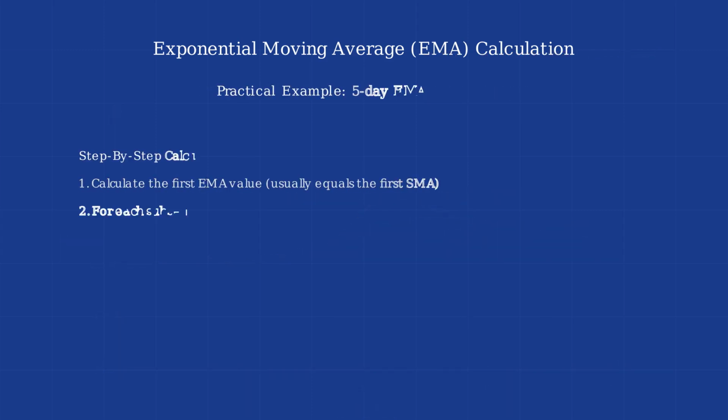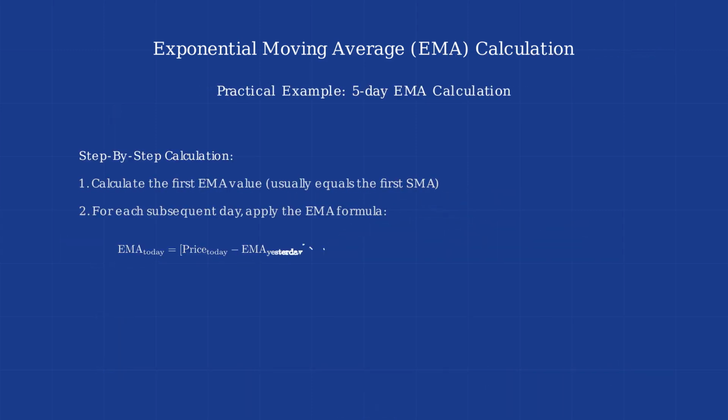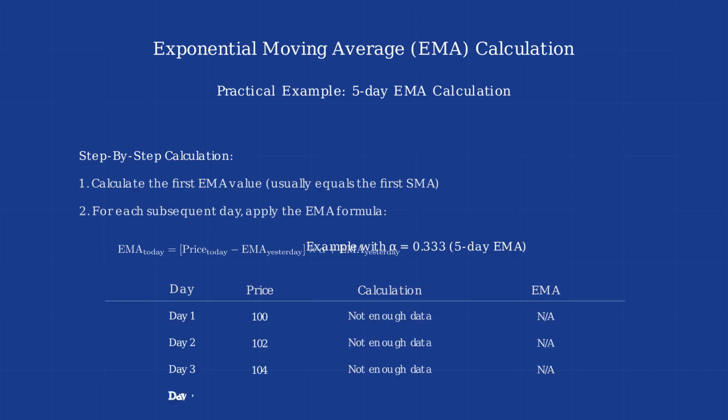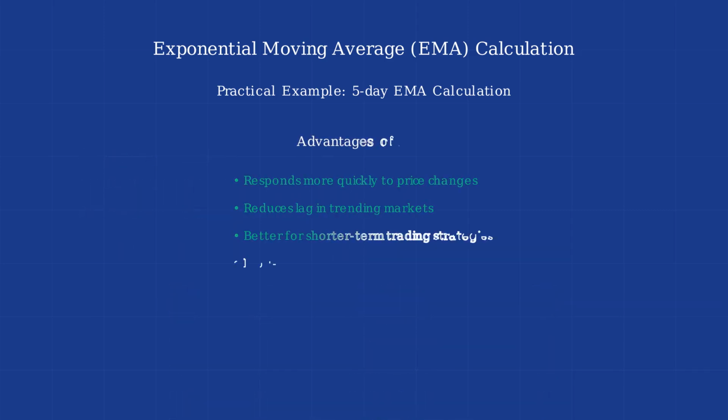Let's walk through a practical example of calculating a 5-day EMA. First, we calculate the initial EMA value, which is typically the same as the first SMA. Then we apply the EMA formula for each subsequent day. To summarize, the EMA offers several advantages. It responds more quickly to price changes, reduces lag in trending markets, and can be more effective for shorter-term trading strategies or in fast-moving markets.